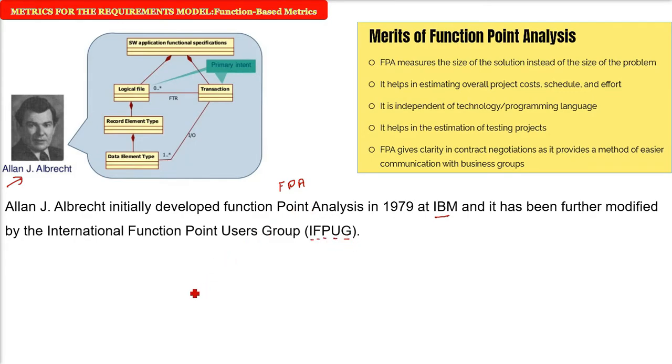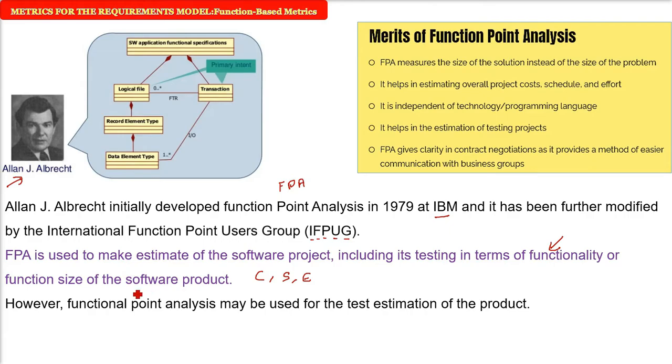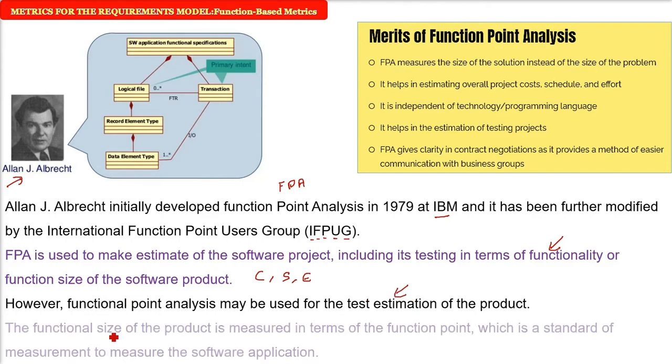Now this FPA is employed to make an estimate of the software project, including its testing, in terms of functionality or the function size of the software product. So the cost, schedule and effort can be computed. As I said, this function point analysis may be used for the test estimation of the product also. So this function point analysis is going to give you a solution about the size of the solution. It can give you the cost, the schedule, the effort which has to be employed.